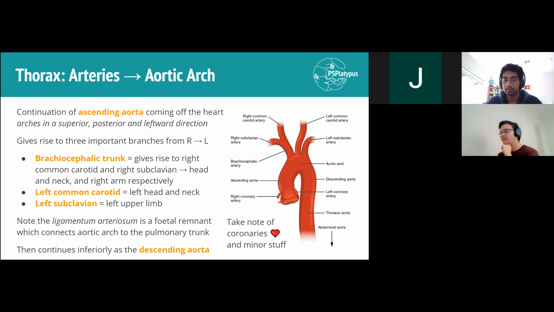Finally, just take note of the fact that the ascending aorta gives off coronary arteries, and those coronary arteries are going to be what supplies the heart. There's also other minor arteries that come off, like the esophageal branches and things like that. But again, very, very low yield. The most important stuff is just how this branching at the top happens.